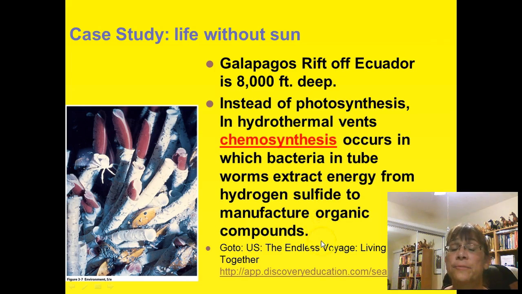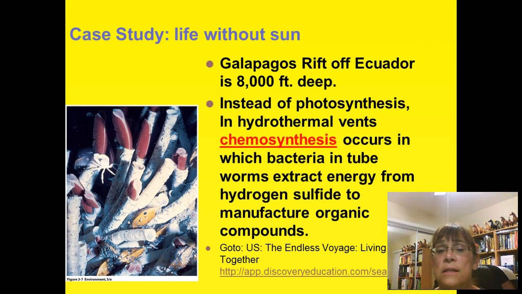Our other case study, Life Without the Sun. This is just showing a different ecosystem. The Galapagos Rift off of Ecuador is 8,000 feet deep. And that's what this picture is of right here. And these are tube worms. These are actually organisms. And they are down in the depths, very close to these hydrothermal vents. Now, these hydrothermal vents are very, very hot. They're called smokers. And it looks like what's coming out of them is a deep, dark smoke.